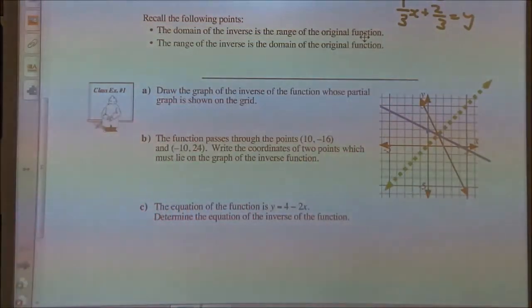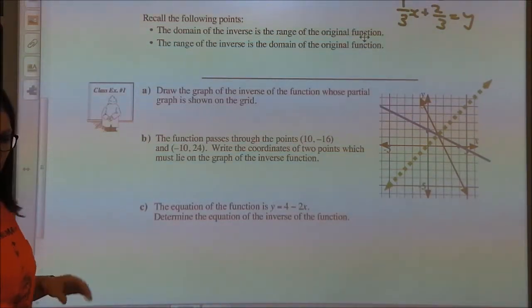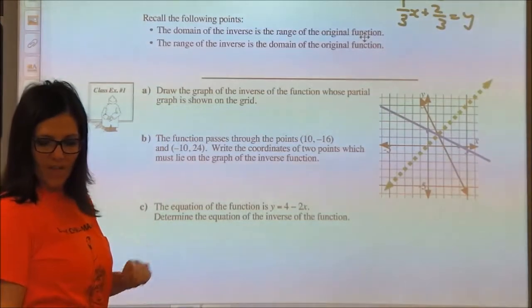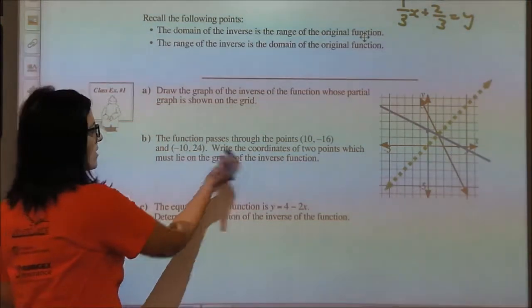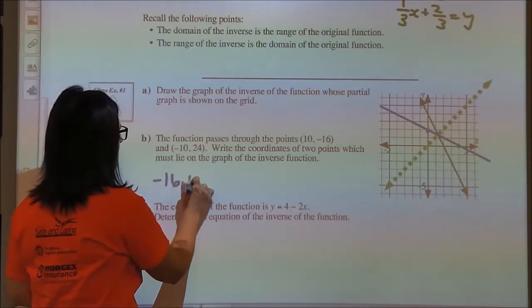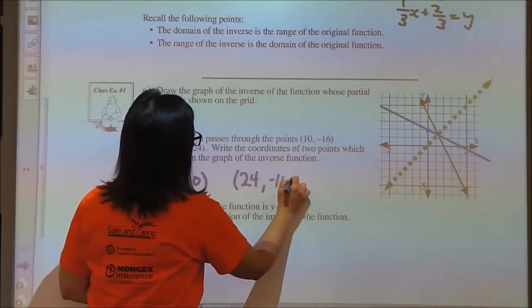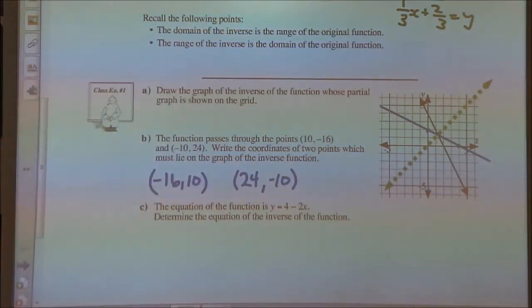If the function passed through the points (10, -16) and (-10, 24), what would be the points that would lie on the inverse function? Well, again, the inverse is interchanging these. So if I interchange these, I would get (-16, 10) and (24, -10). Those would be the points on the inverse graph.